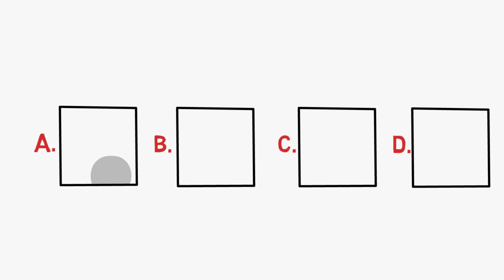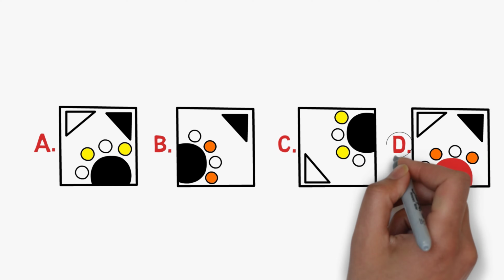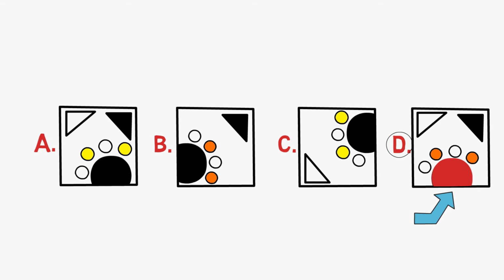Let's recap. The pattern here is that all half circles are attached to the corners of the square. But the half circle in the shape D is placed in a different place than the others. The half circle there is in the lower part of the square. This is why the correct answer here is choice D. Hopefully you've nailed this question and now know how to answer similar problems in the test.